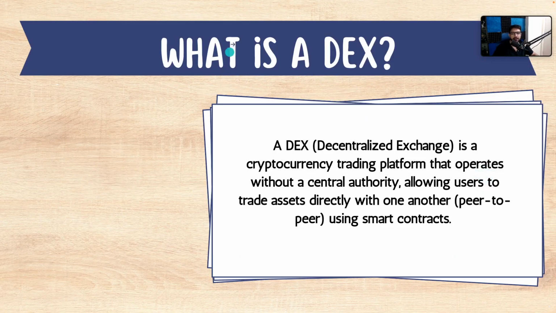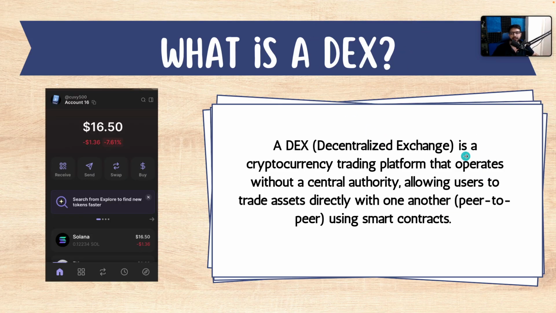What is a DEX? What is a decentralized exchange? Two parts to this word, decentralized and exchange. A DEX is a cryptocurrency trading platform that operates without a central authority, allowing users to trade assets directly with one another. Notice there is a big difference between Zerodha, Binance, and what we are learning today. A DEX lets users swap assets. If I have 100 USDC and I want to buy 0.9 Solana, I'm sort of taking it from another person and giving them my 100 USDC if I am using a decentralized exchange.